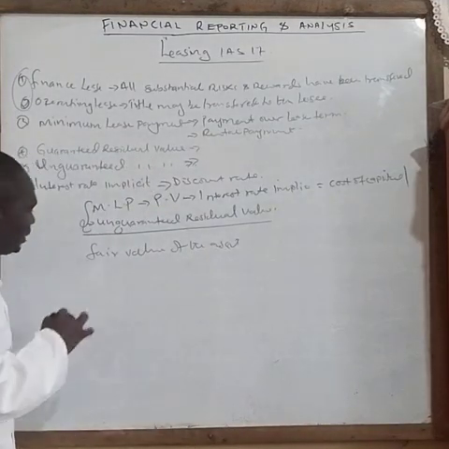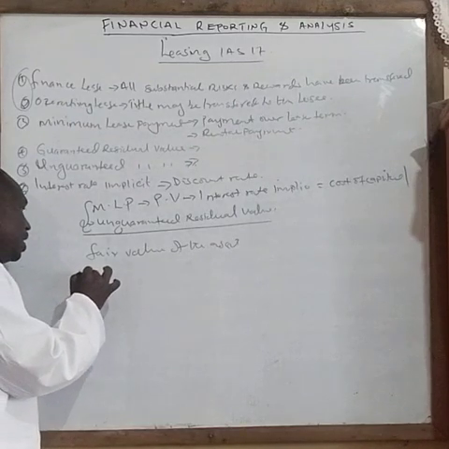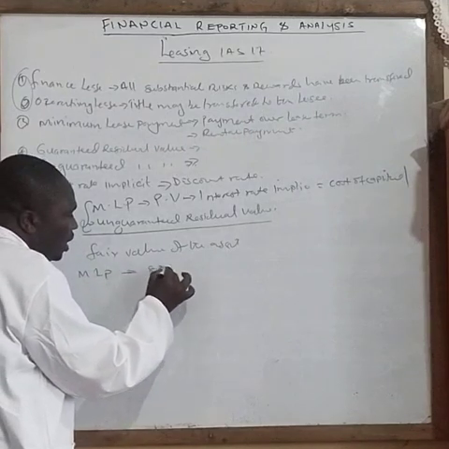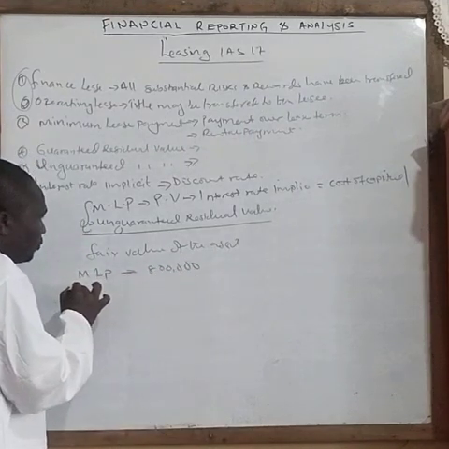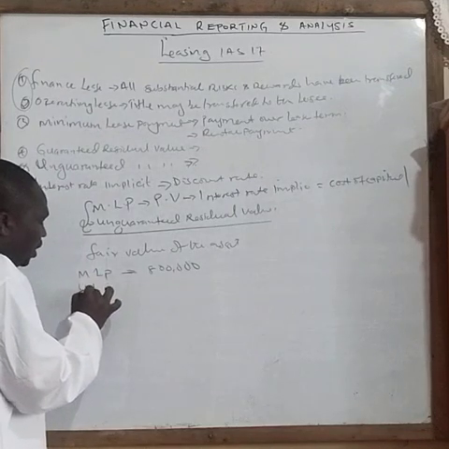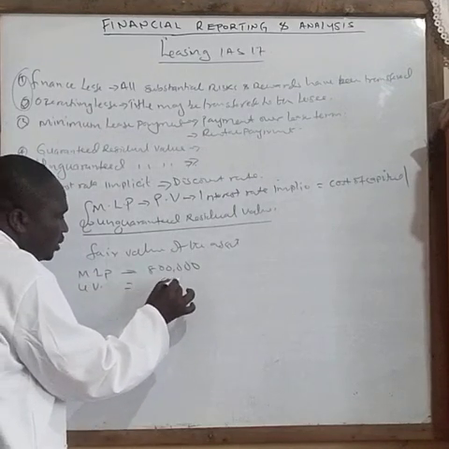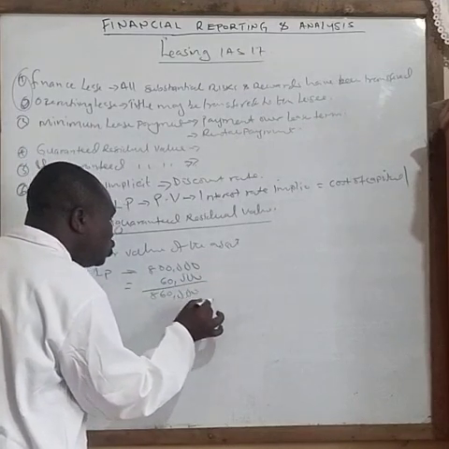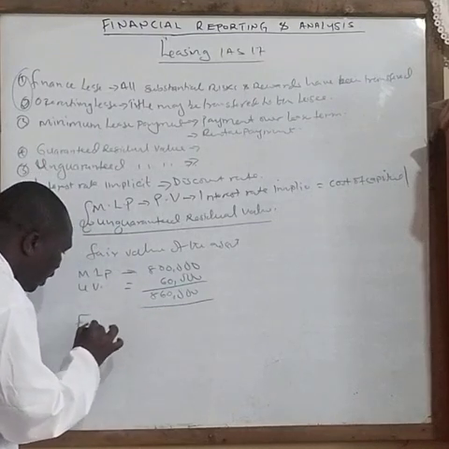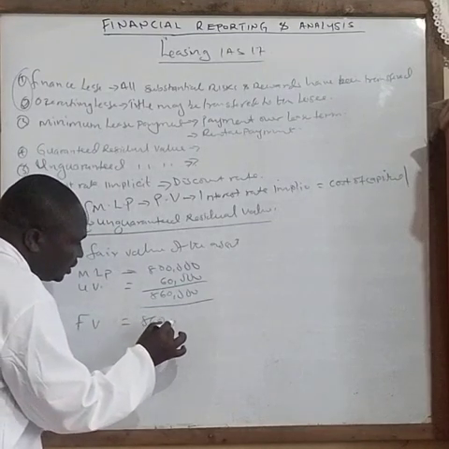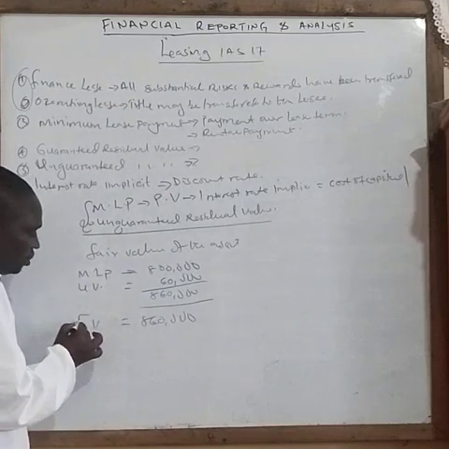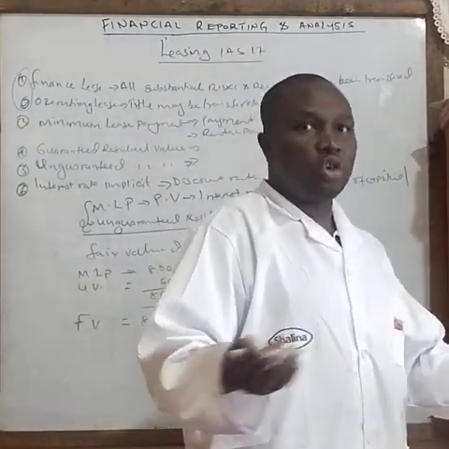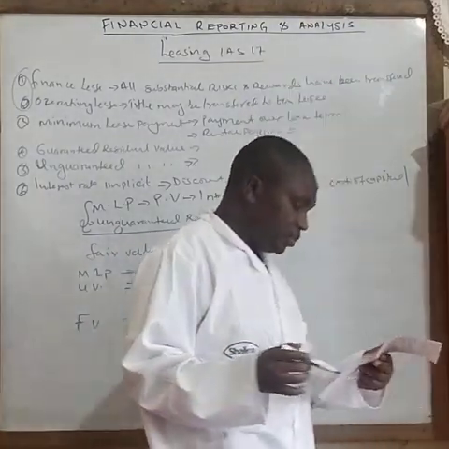So this is how it is done. For example, you have the minimum lease payment, whose present value is maybe 800,000. Then we also have the unguaranteed value of maybe 60,000. So when I add these, 860,000, it should be equal to the fair value of the asset. And I've said that fair value means the market price of that particular asset when it is about to be sold or bought in the market.